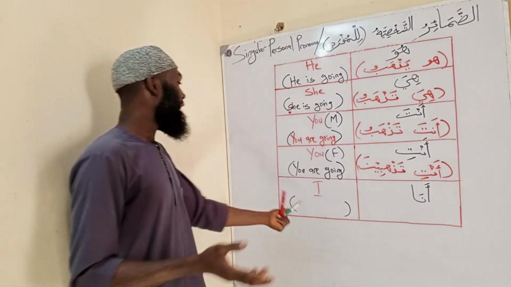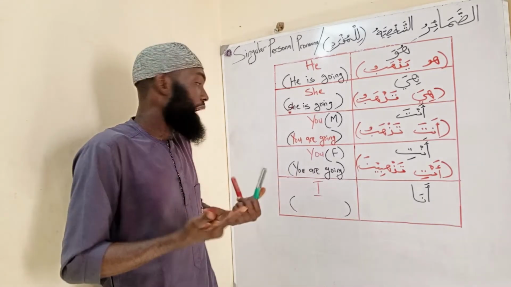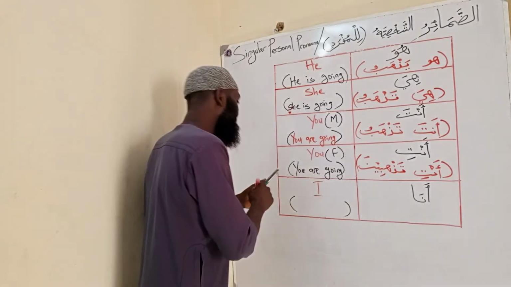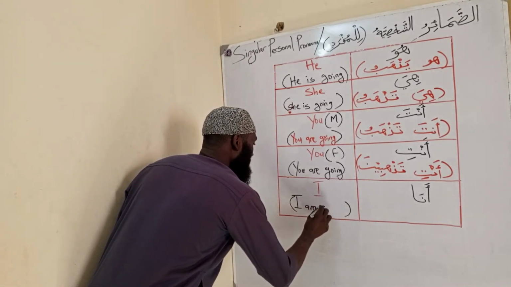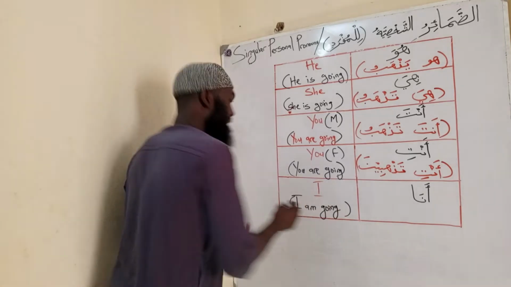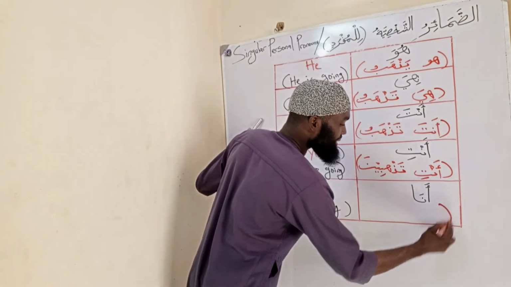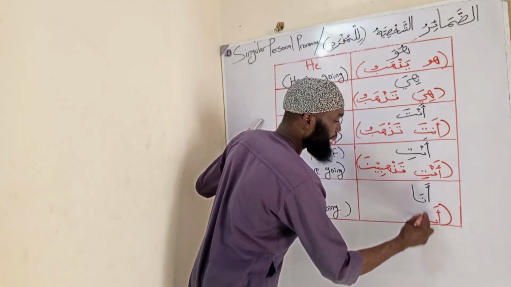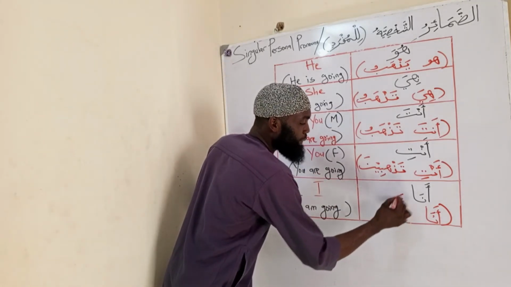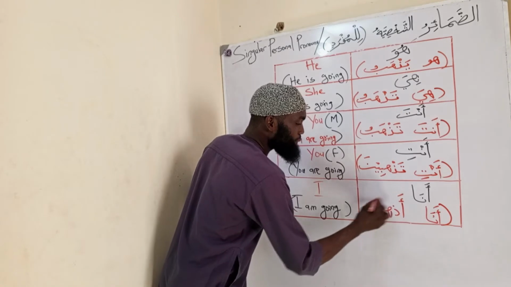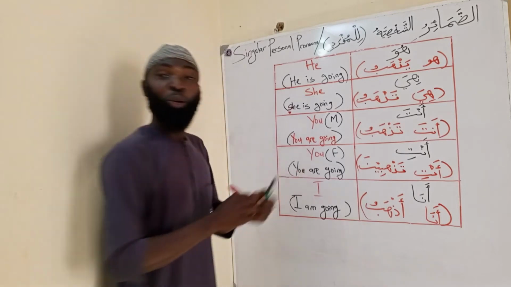Then lastly, we have the personal pronoun for the speaker, that is the first person singular, I. So I will say in the English language that I am going. In the Arabic language, you also begin with the personal pronoun which is ana, which means I am. Then going, you say adhhabu. Ana adhhabu. I am going.